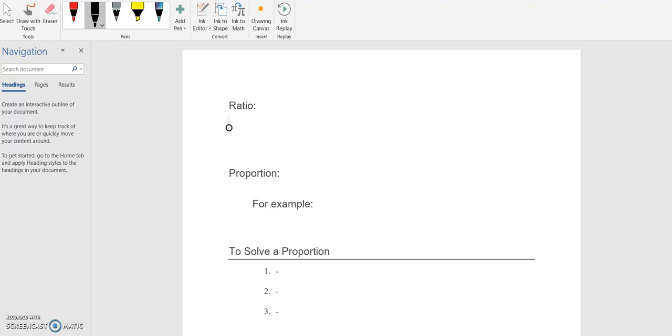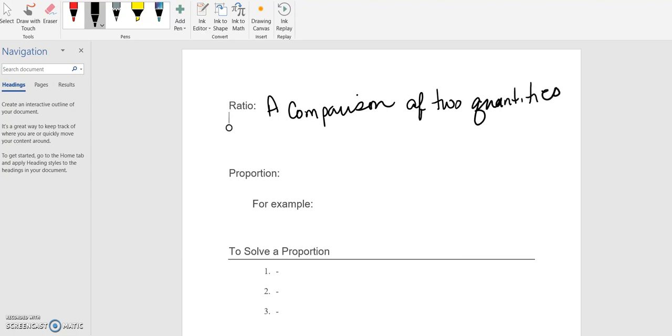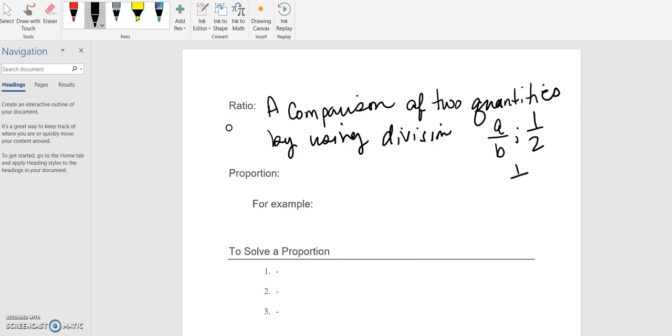A ratio is simply a comparison of two quantities by using division. So guys, a ratio typically looks like something of the form A divided by B, 1/2, 1/4, etc. All of those are ratios. It's comparing two quantities.